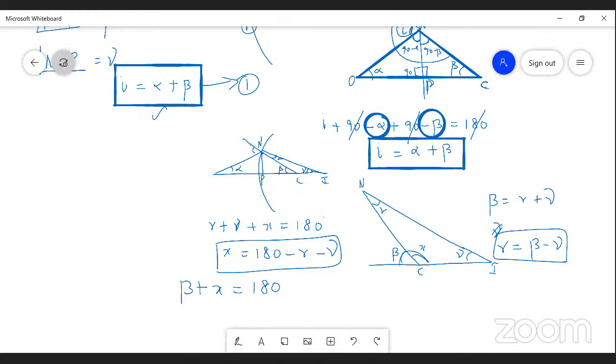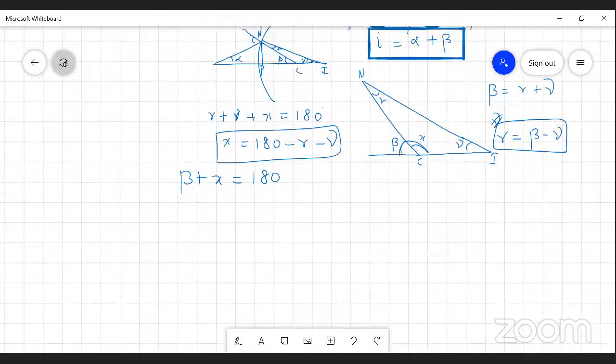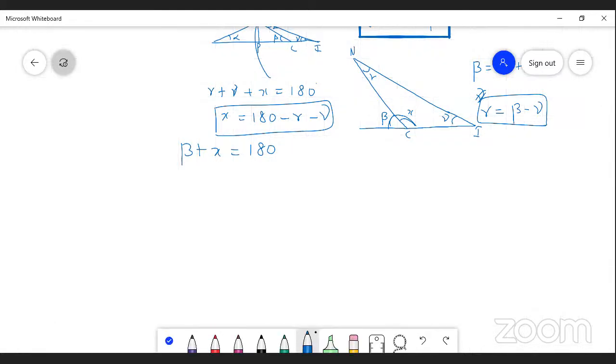So substitute the value of x here. Beta plus x, where x is equal to 180 minus r minus gamma, is equal to 180. So the 180 cancels. So beta is equal to r plus gamma. The negative value goes to the other side as positive. Beta is equal to r plus gamma. So r is equal to beta minus gamma.